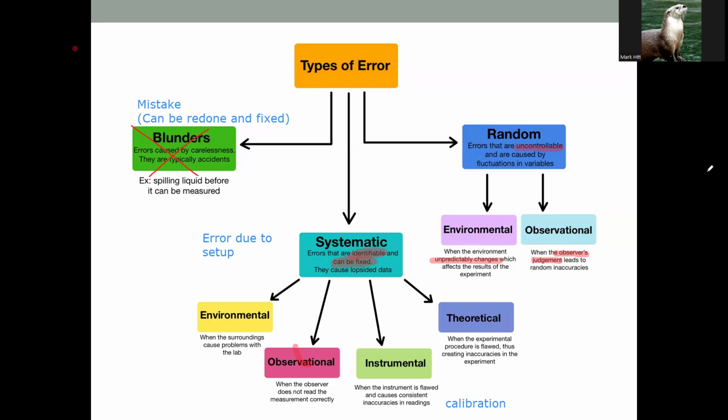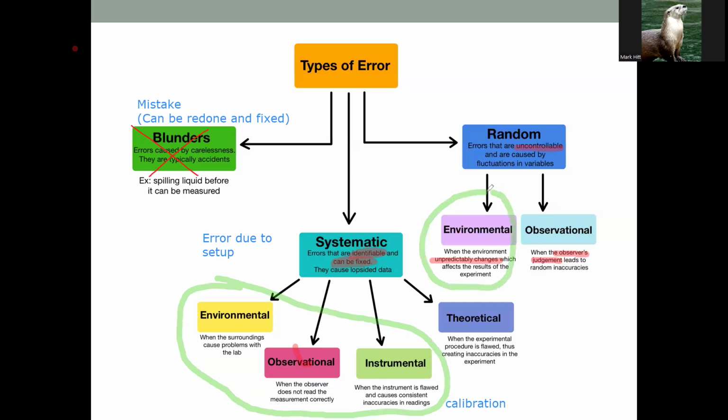Okay, so again, another source of error here. Now we do want to avoid that observational error. So when we focus on identifying what our errors are in class, we can focus on observational, environmental, and instrumental for our systematic errors, and we can focus on environmental errors for our random types of error. We never really want to say our judgment was the problem, because hopefully we can go back and fix that. You guys don't worry about the theoretical aspect. And then finally, blunders would just be redone. Okay, so those are your types of error that you see.